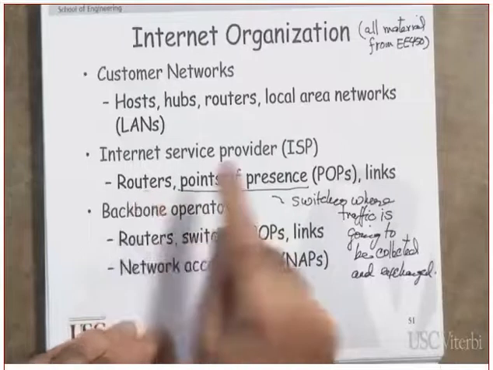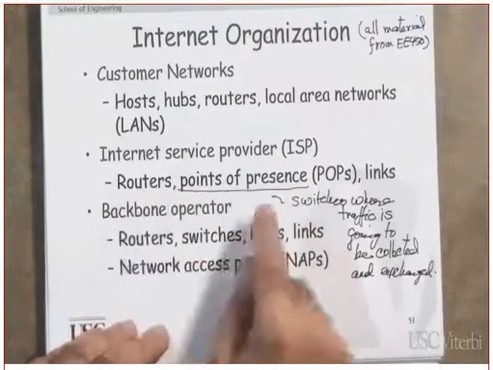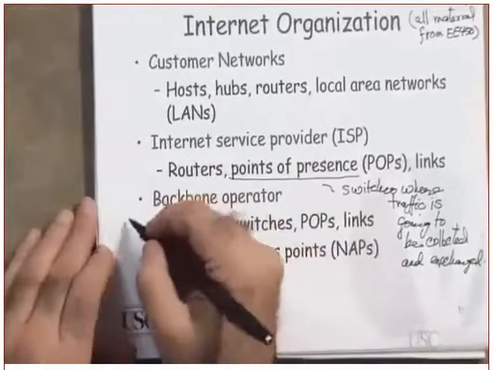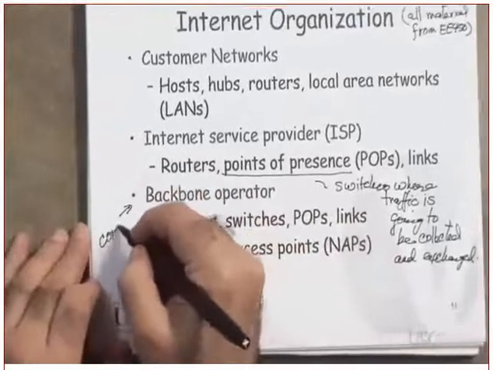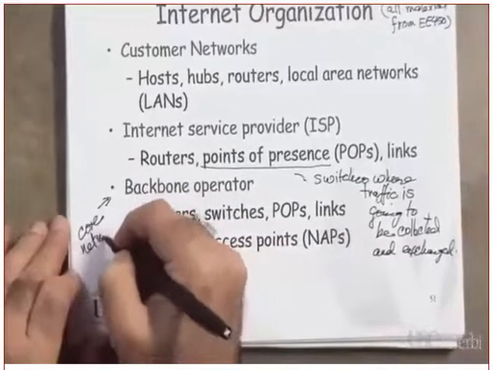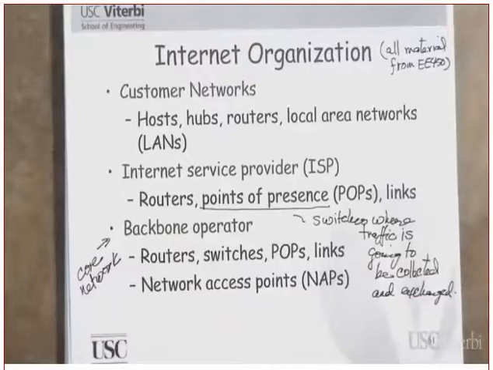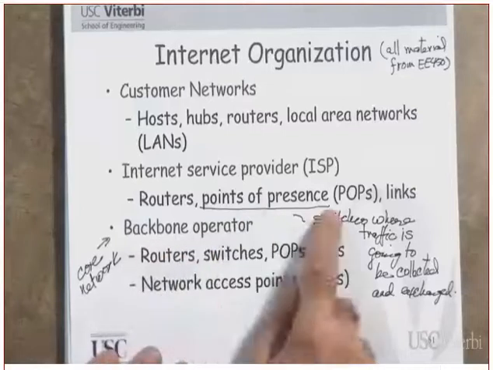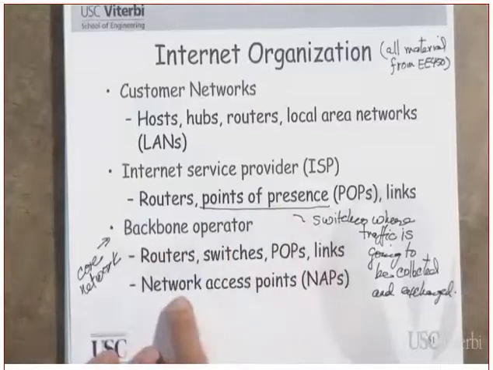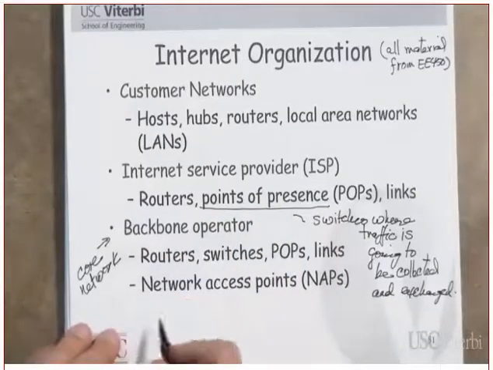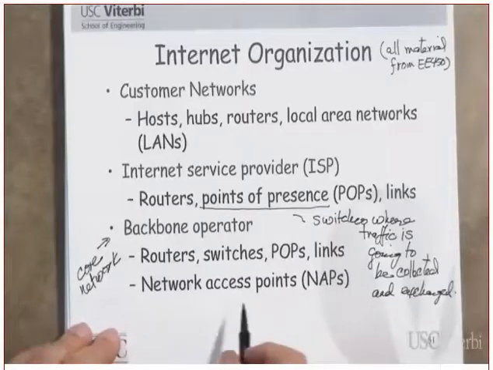And then those POPs are interconnected via what is known as the backbone operator or the core. We refer to it as the core network. In the core network we see again a whole bunch of routers, switches, POPs, and links, and so on and so forth. The backbone operators, or the points of presence here, may also be connected to what is known as network access points. I will show you that in just a second.